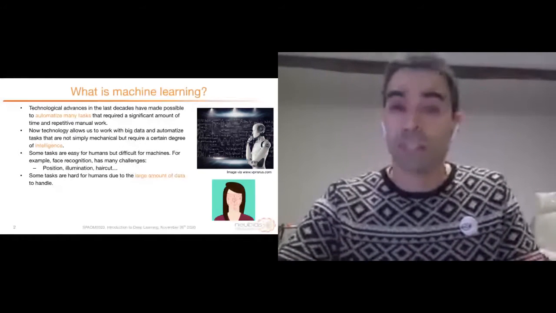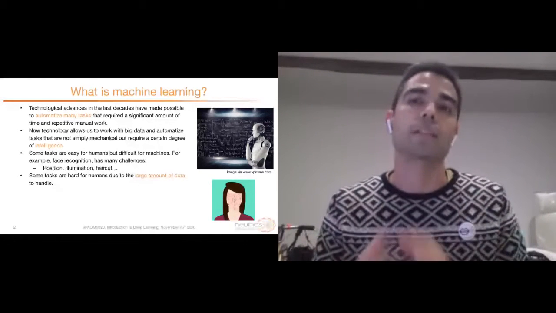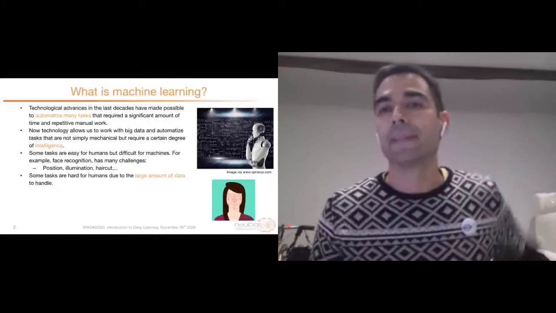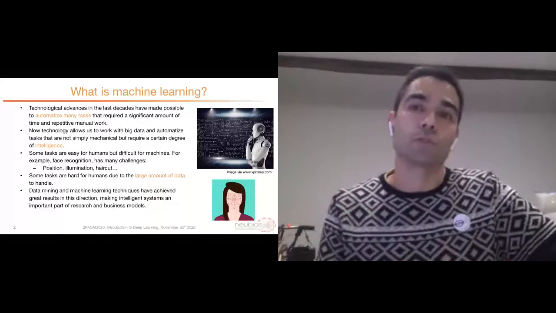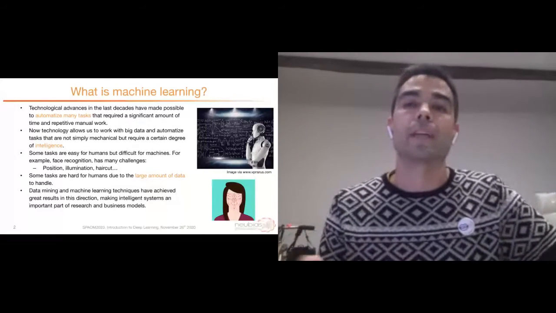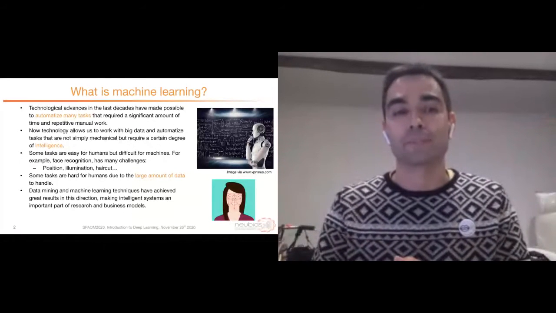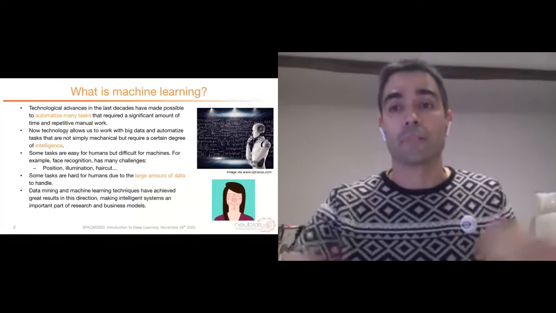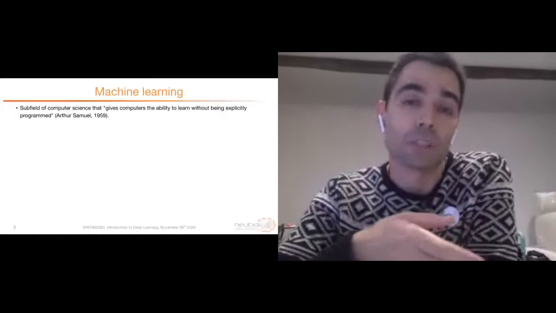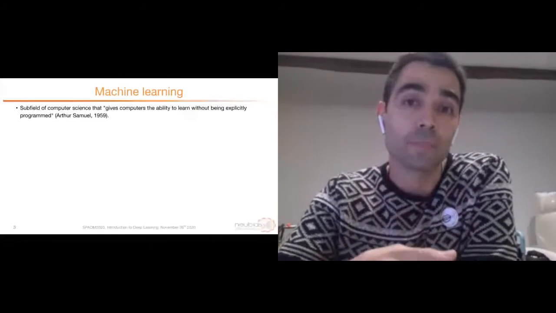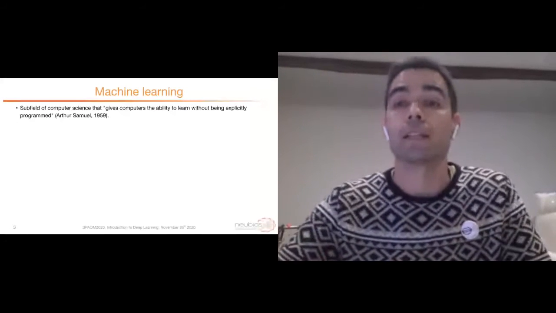So what we call machine learning, data mining, pattern recognition are all these techniques that have achieved great results in this direction, making what we call intelligent systems a very important part of not only research, but also business models. You have now these two fantastic words, machine learning, in your resume. Well, it's a big plus. But it's nothing new. It was already defined at the end of the 50s by Arthur Samuel, who said that it is the subfield of computer science that gives computers the ability to learn without being explicitly programmed to do so, right? So what does it mean in practical terms?